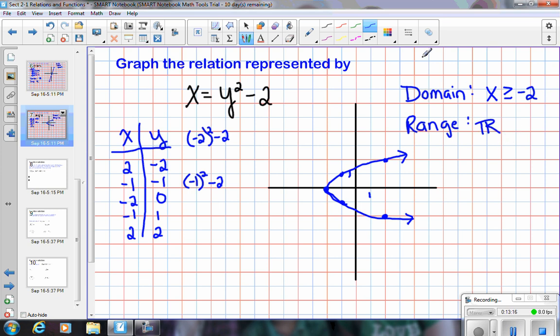Now, is this a function? Well, let's see if it passes the vertical line test. Since I can draw a line that passes through 2 points, that means it is not a function.